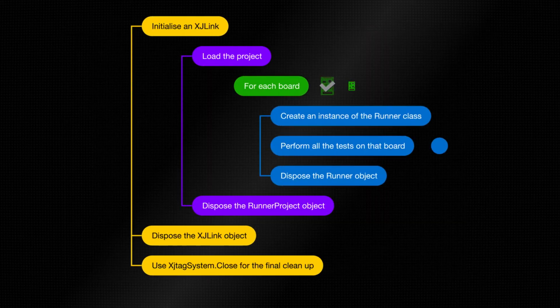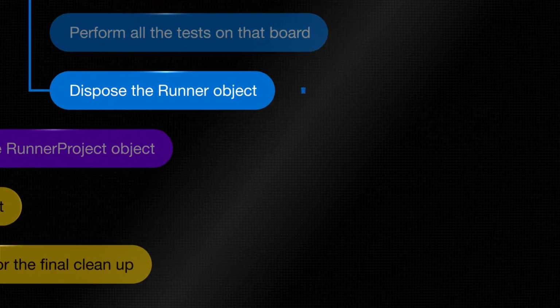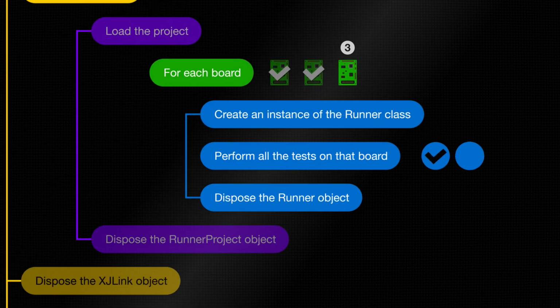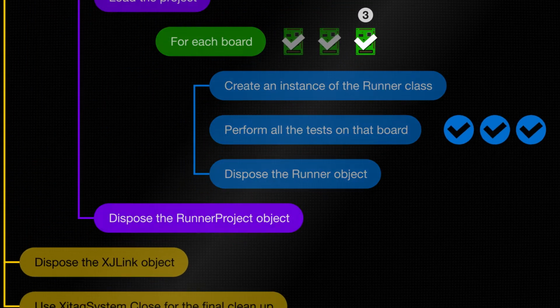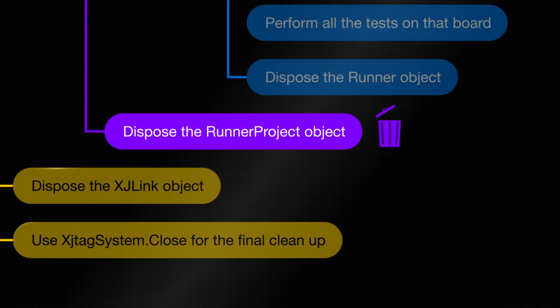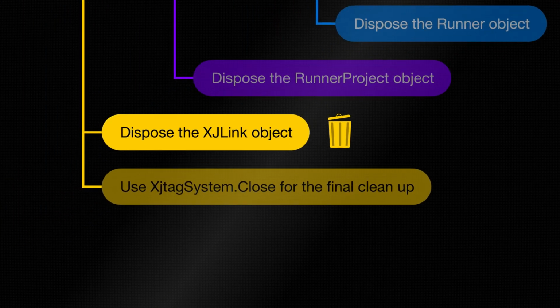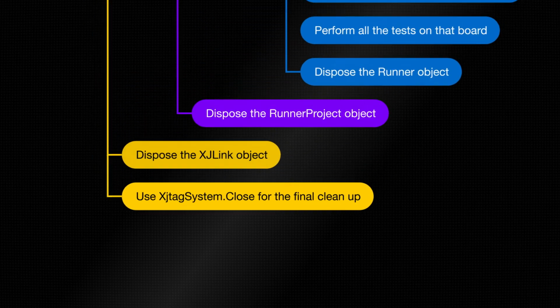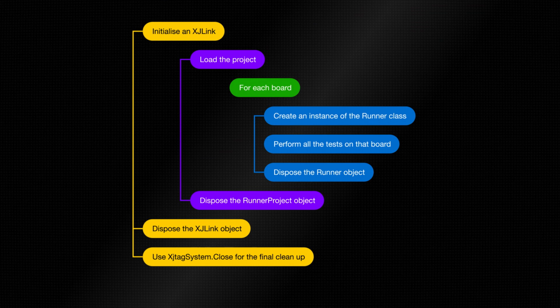Once all your tests on that particular board have finished, don't forget to dispose the runner instance so that your project's global variables get reset before you start with the next board. Then, when you've finished all the testing that uses that particular project, you can dispose the runner project instance, and finally dispose the XJLink instance. Only use xjtagsystem.close right at the end once you've finished with all the equipment. That will do some final cleanup to ensure all the threads that XJTag created are stopped.